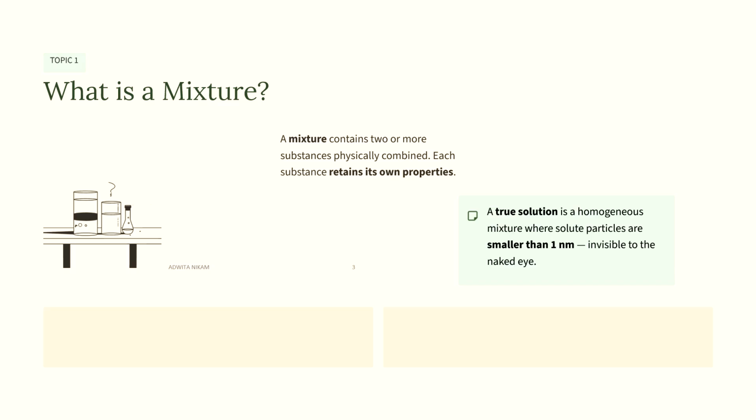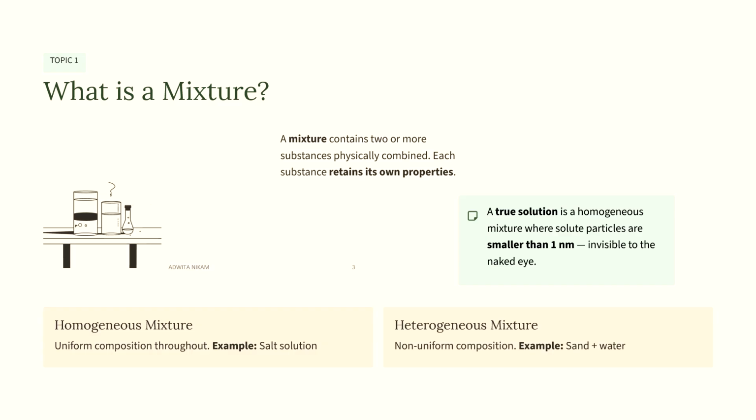Now, mixtures are of mainly two types: homogeneous mixtures and heterogeneous mixtures. A homogeneous mixture has the same composition throughout. Every part looks exactly the same. For example, salt dissolved in water. No matter where you take the sample, it will have the same composition. On the other hand, a heterogeneous mixture does not have a uniform composition. Take sand and water. You can see the sand separately. Different parts look different.